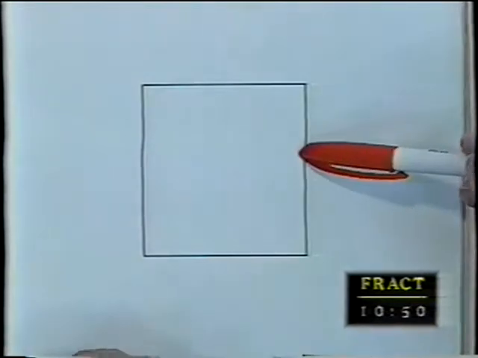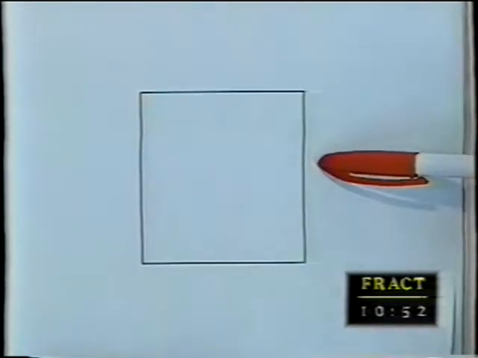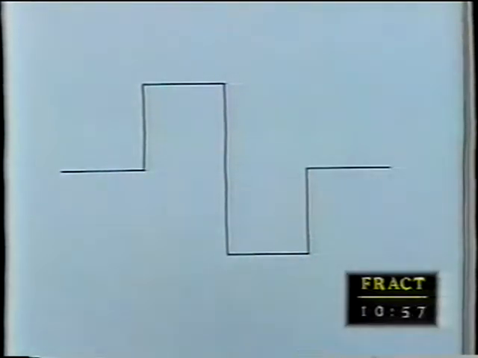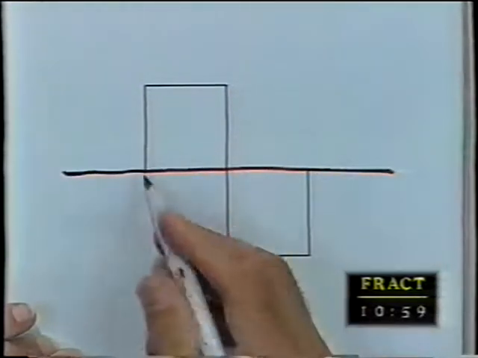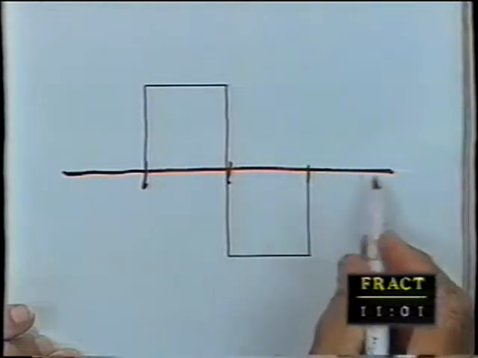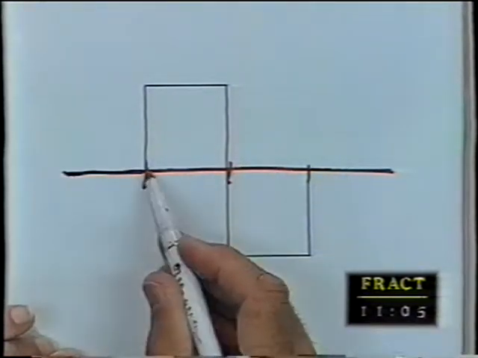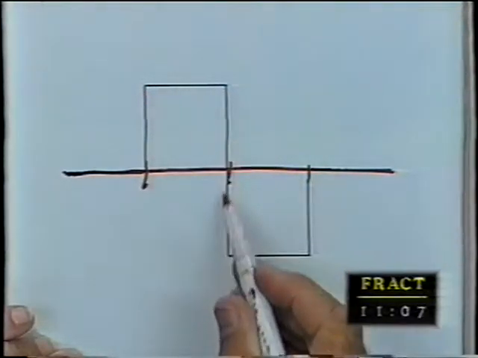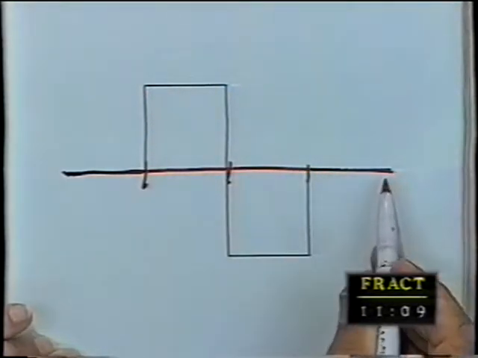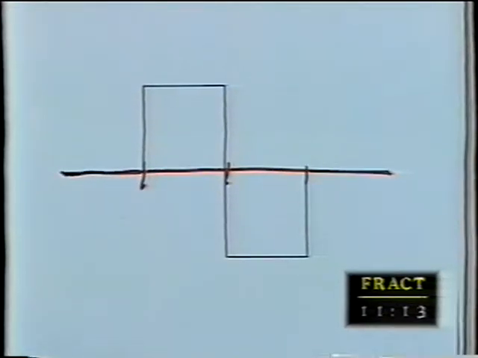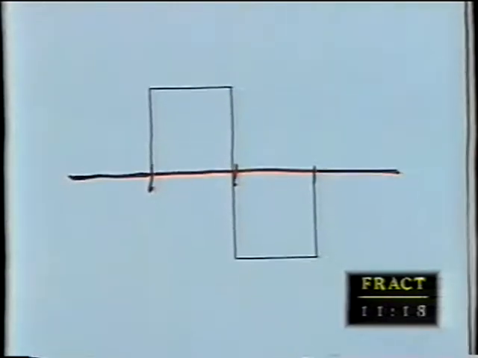The initiator is a square. The generator, 8 segments. Each segment is a fourth. Notice that if this is the line it's replacing, each of these pieces is 1/4 of the total length. So 1/4, 2, 3, 4, 5, 6, 7, 8. There are 8 pieces, each 1/4 long. That's why the dimension is log 8 over log 4, which is 1.5.